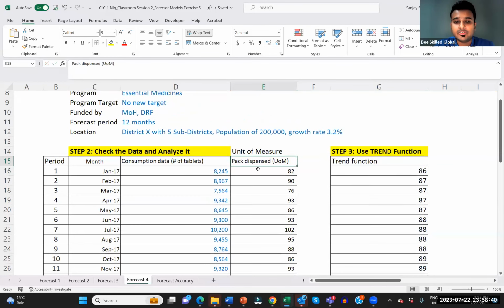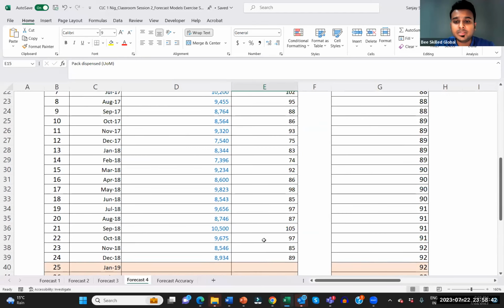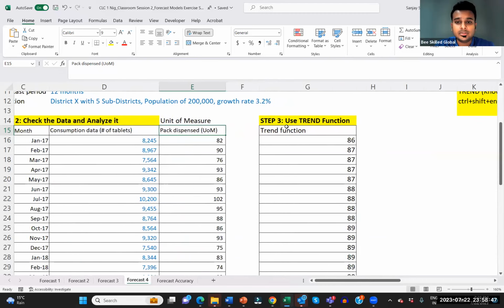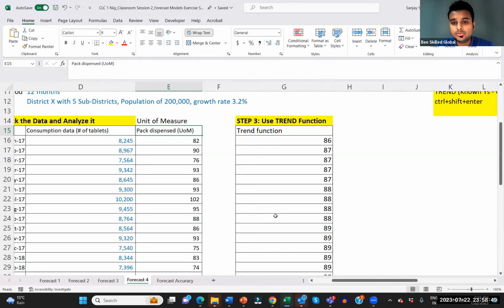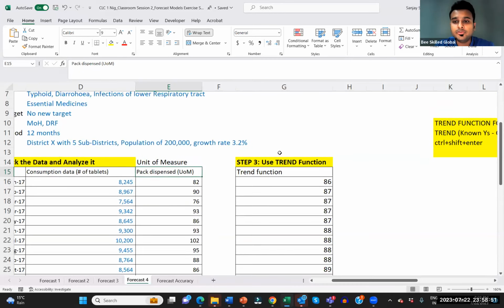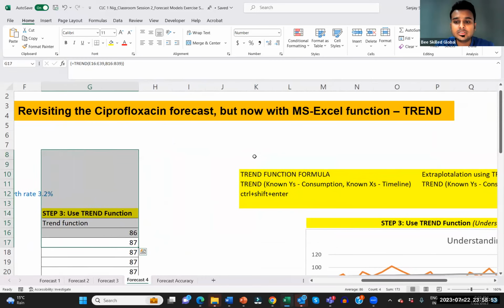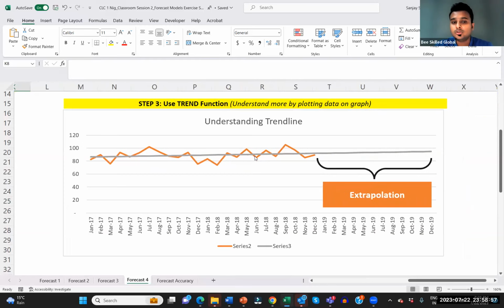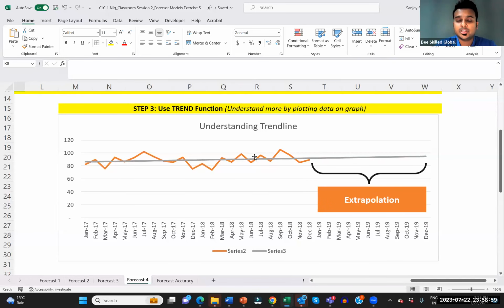Okay. So we divide this by 100, we get these many packs for 24 months. Now, here we will use the TREND function. But before we use the TREND function, let me show you what the TREND function is. So we use this graph to explain what the TREND function is.